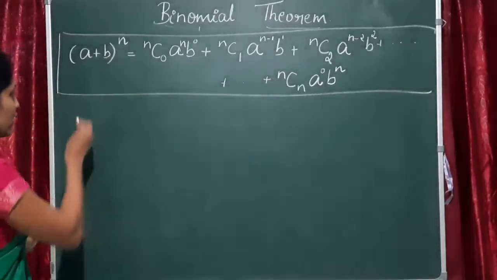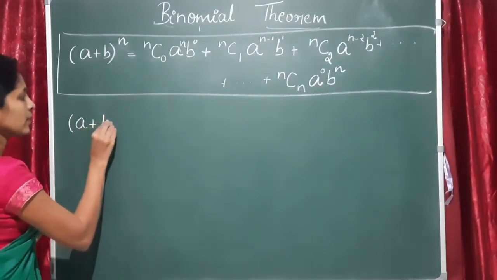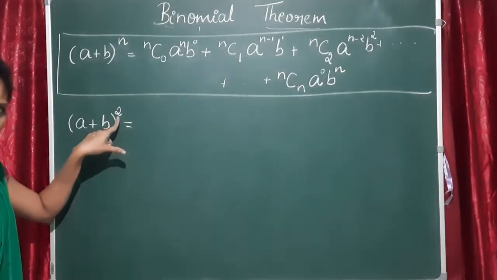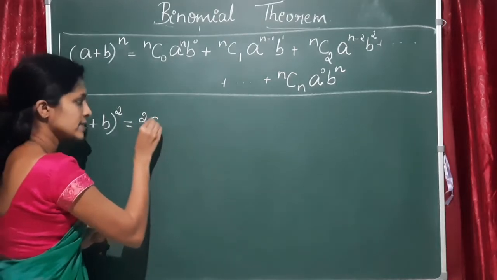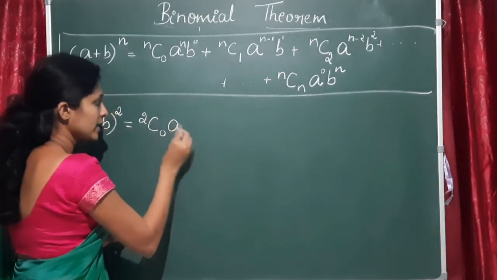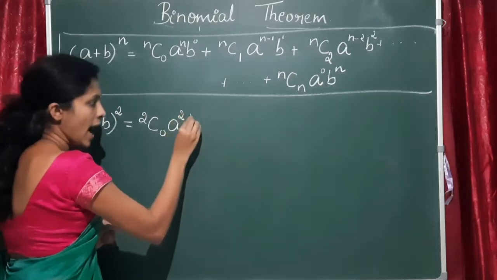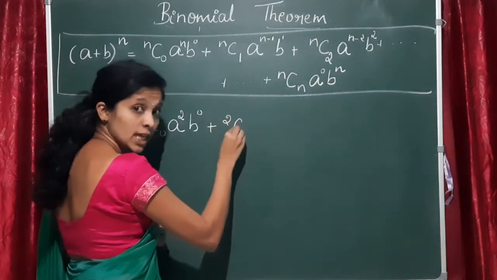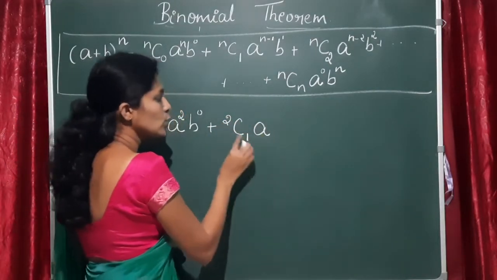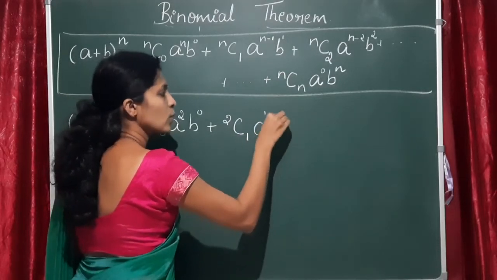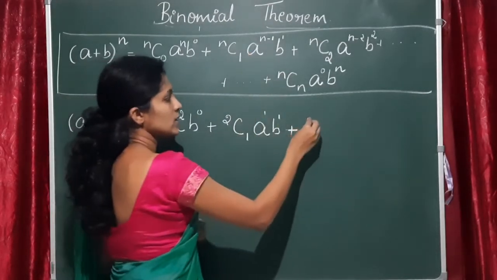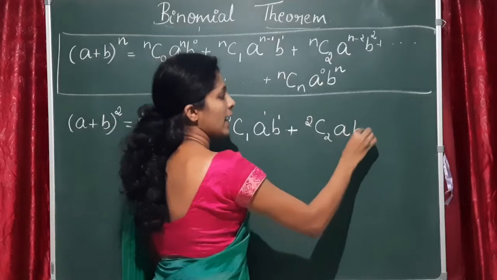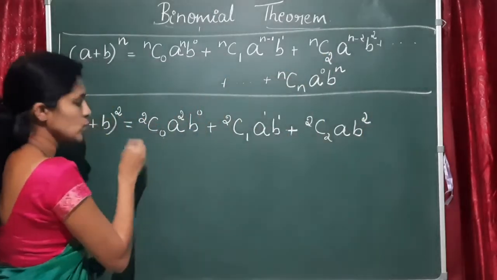Okay. For example, we will use the same thing to write (a + b) whole square. You know this formula, but still, just for the verification. (a + b) whole square, n is 2, right? So it will be 2C0, a to the power 2 minus 0 will be 2, and b to the power 0, plus next 2C1, a to the power 2 minus 1 will be 1, b to the power 1. Expansion same. So this will be 2C2, a to the power 2 minus 2 will be 0, and b square.